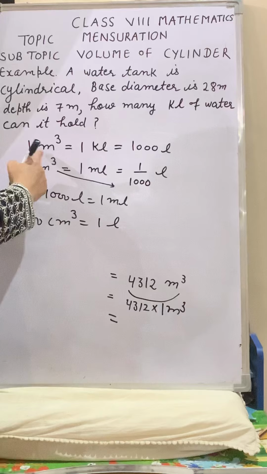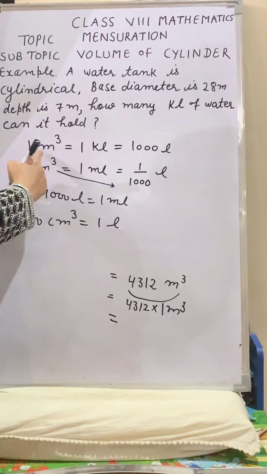Now you can multiply 22 multiplied by 14 and multiplied by 14. 14 times 14 is 196. When you multiply 196 with 22, you will find 4312. And what will be the unit? Meter cube.